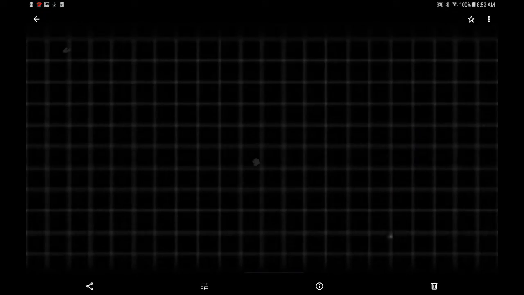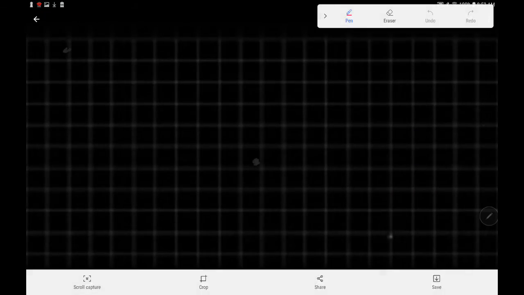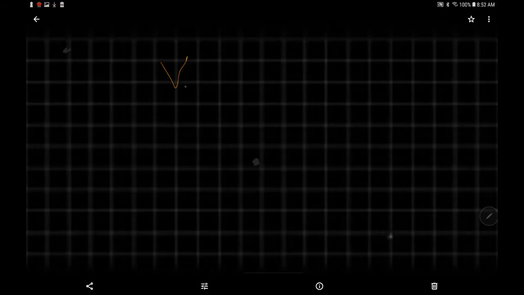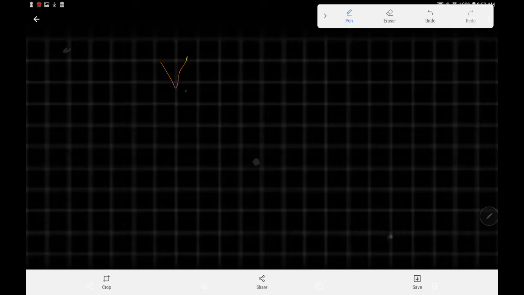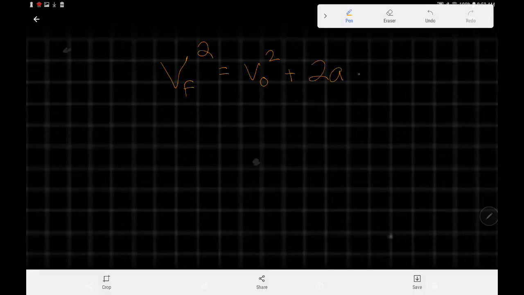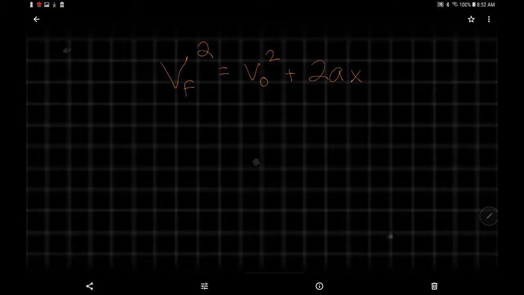I wanted to summarize and clarify a couple things about the project that we talked about. So let me just write them up here on the screen. We had said we're going to use this equation, vf squared equals v0 squared plus 2a. Sometimes it's written as x or d, either way it's distance.